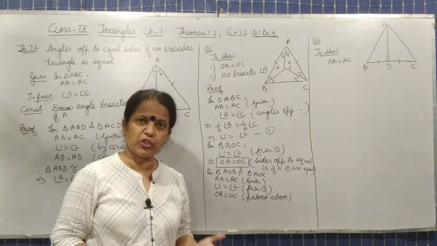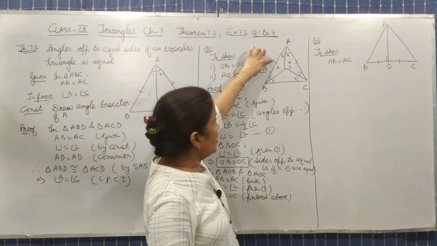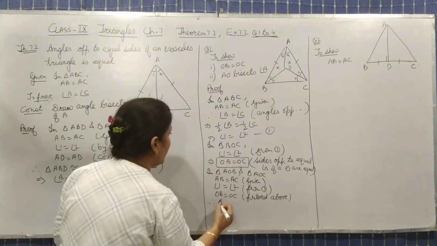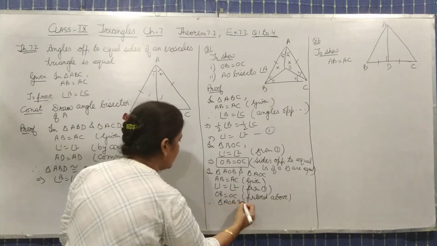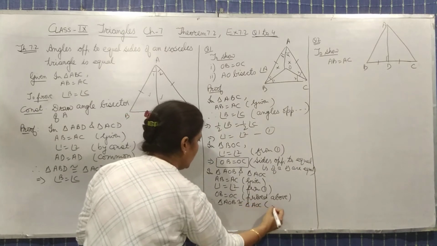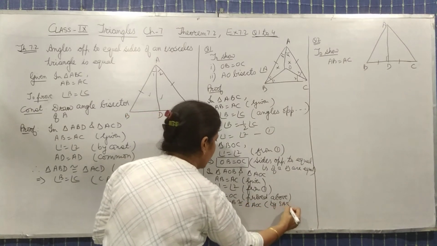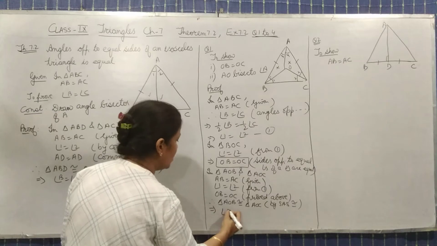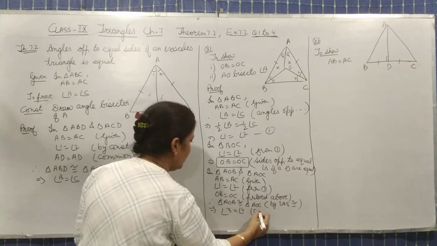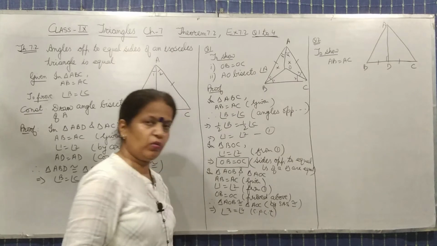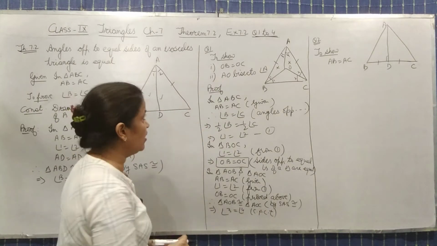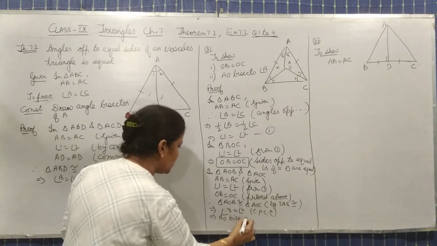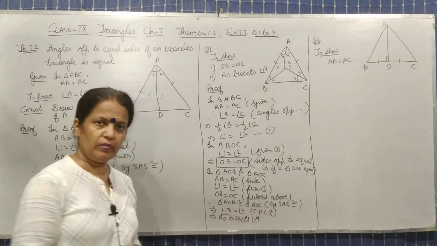So can you tell me which congruency is applicable? देखिए side, angle, side. Therefore triangle AOB congruent triangle AOC by SAS congruency. अब जब triangles congruent है, as I have told it, angle 3 equal angle 4 by CPCT. And this only we have to prove it. And at the end you can write it. This implies OA bisects angle A. Clear?